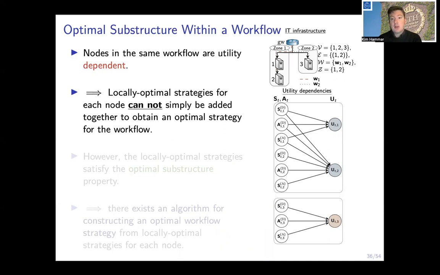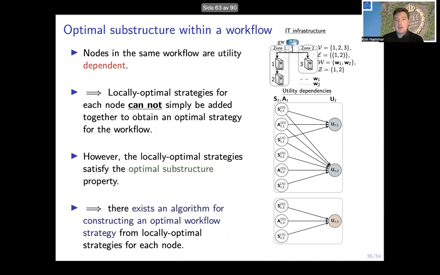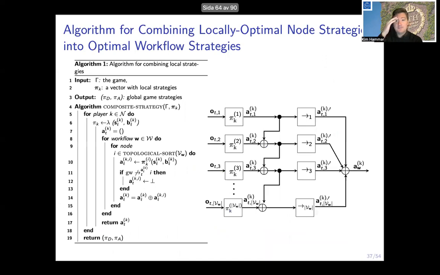But it turns out that the local problems satisfy a property called optimal substructure, which means that there exists an algorithm for combining the local solutions into a globally optimal solution. And that algorithm is given here. It's actually a very simple algorithm, but I know that reading pseudocode on slides is usually not very easy or pleasant, so I will go through it with an example.